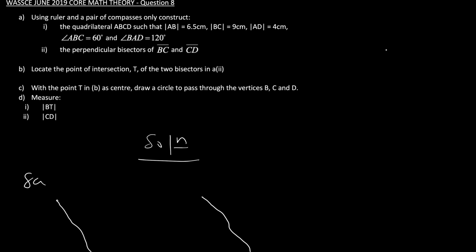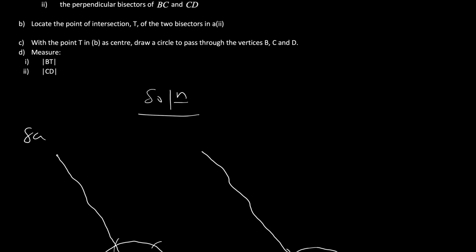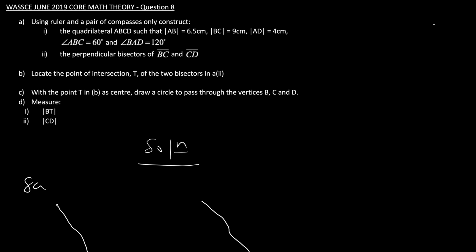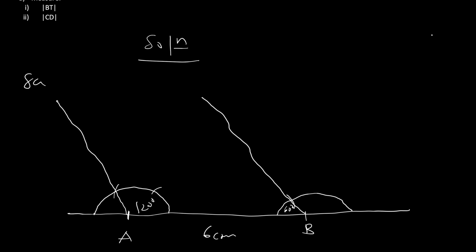And we are told that the length of AD is 4 centimeters. So with the help of our compass, we take a length of 4 centimeters from our ruler, and we stand at A and make an arc to cut the line at 4 centimeters. So that will be our point D, which is 4 centimeters.